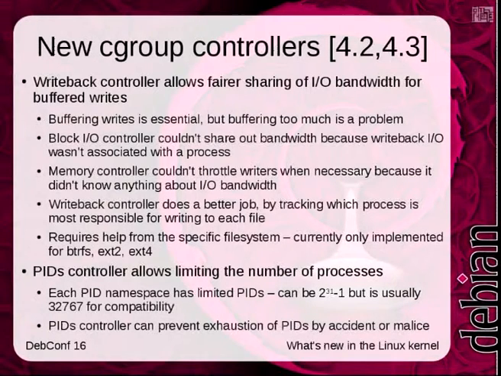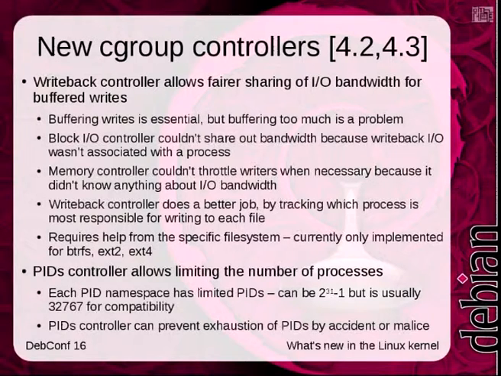Control groups, or C groups for short, are the mechanism for limiting resource usage in containers or even smaller groups of processes. One of the things that we've not been able to do well with containers is to limit what they're doing with write back. I'm sure you know that when a process writes to a file, it doesn't have to wait for the data to be written physically to disk. Usually, it goes into a buffer and gets written back later.